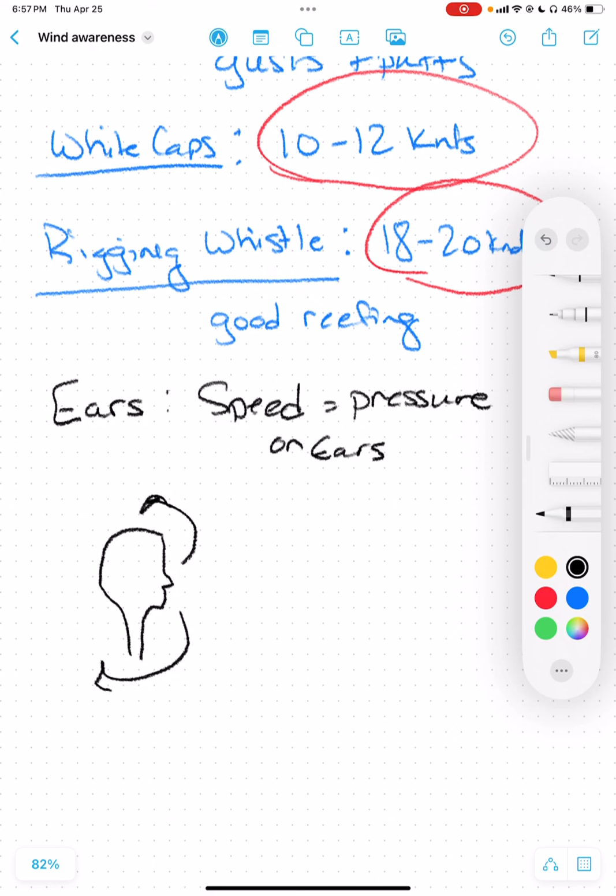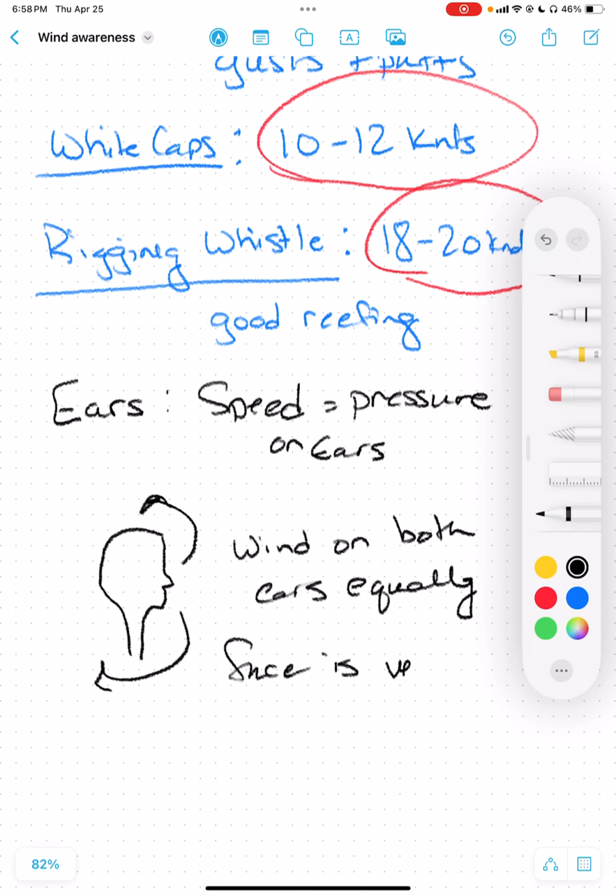As you rotate your head around side to side on your shoulders, you're going to hear the wind or feel the wind on one ear. And as you turn, it's going to go from one ear to both ears equally and then the other ear. And when you hear and feel wind on both ears equally, your face is upwind. Your face is pointing to the wind.